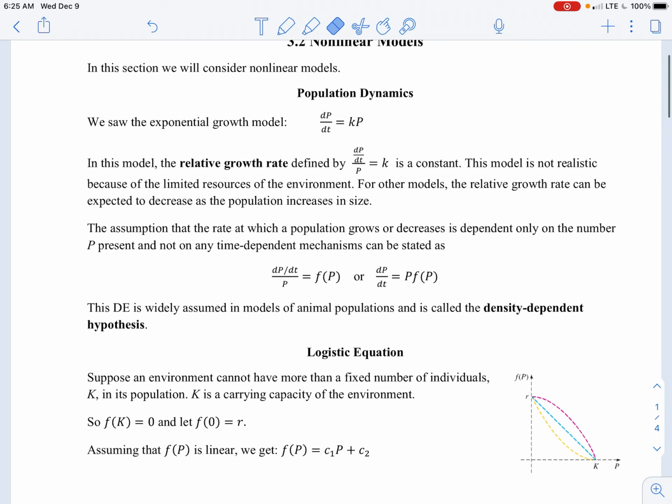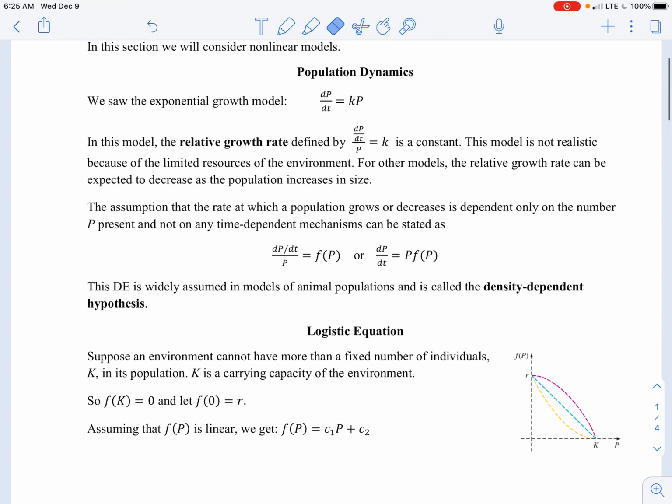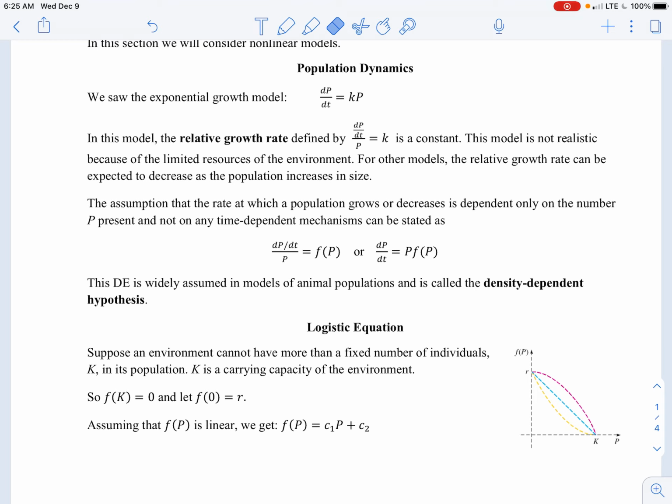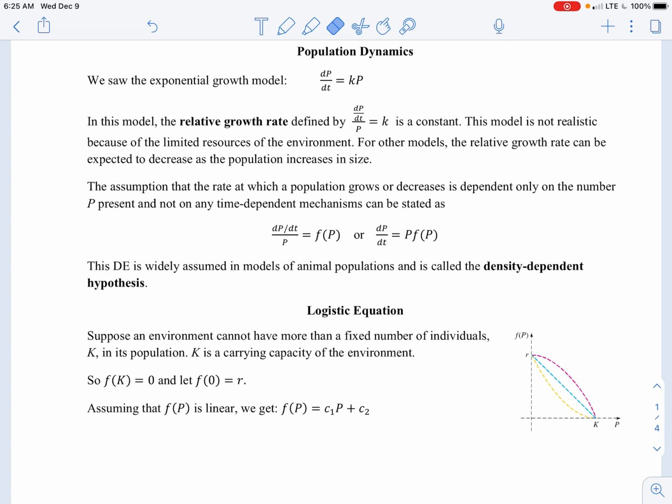For other models, the relative growth rate can be expected to decrease as the population increases in size, so reaching a carrying capacity. The assumption that the rate at which a population grows or decreases is dependent only on the number P present, and not on any time-dependent mechanisms, can be stated as such: dP over dt over P is equal to f of P, or dP over dt is equal to P times f of P. This differential equation is rarely assumed in models of animal population and is called the density-dependent hypothesis. So for the logistic equation, which is what we're working with, this is mainly the differential equation that we're going to be working with, and we're going to find the solution of this.